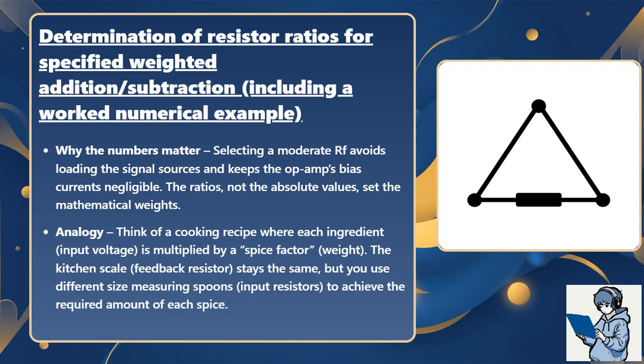Analogy: think of a cooking recipe where each ingredient, input voltage, is multiplied by a spice factor, weight. The kitchen scale, feedback resistor, stays the same, but you use different size measuring spoons, input resistors, to achieve the required amount of each spice.